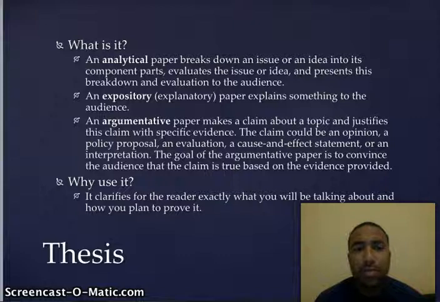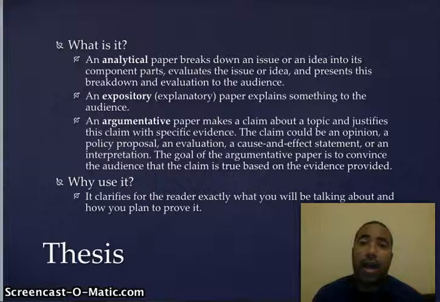So, your essay will fall among the second and third types of paper, the expository and the argumentative paper. The reason is that you are explaining to the audience something that they need to know, but you are also proposing some type of policy and evaluation, and then you're giving information to back it. So, once we understand what type of paper we're talking about, we need to understand why we have a thesis. Well, the purpose of a thesis is that it clarifies for the reader exactly what you're going to be talking about and how you plan to prove it.